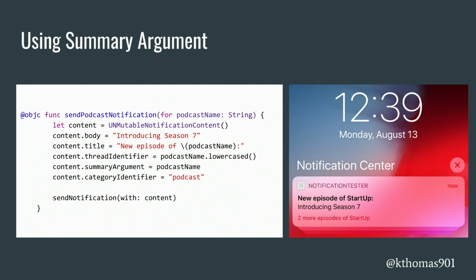When I'm actually sending the notification, so in this case it's a local notification, but it'll also be done in the payload if it's a remote notification, you see I'm setting the content summary argument, right? And that's how I actually get 2 more episodes of startup, right? So I have to provide that for each notification.